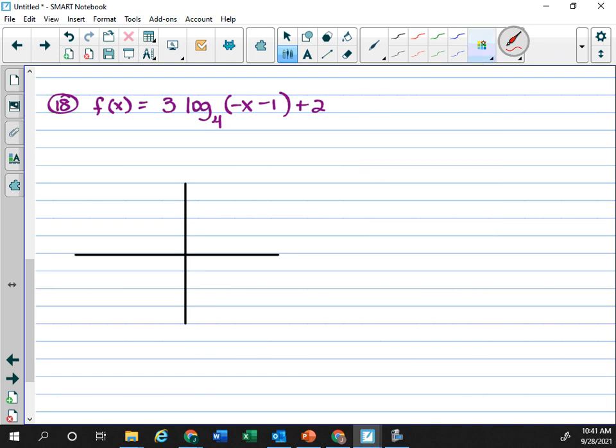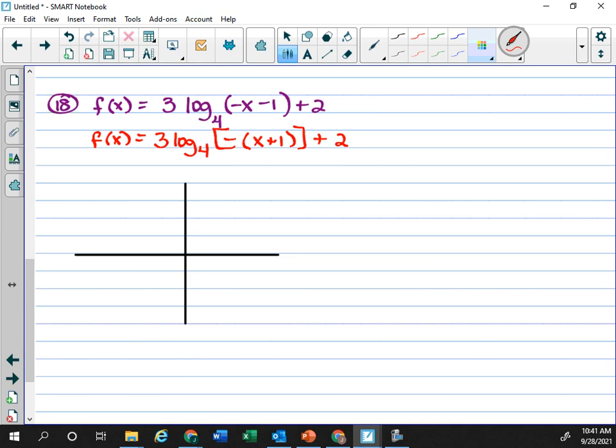Okay, first thing, we need to rewrite this. Because of that weird negative inside with the x, we have to do a little work. So I'm going to rewrite this. F of x equals 3 log base 4. That all stays the same. In here, you need to factor the negative out of it. So I've got this bracket, and then I'm going to say negative, parentheses, x plus 1. And then outside of that is still plus 2. You have to do that so that you can isolate what the negative is doing as far as the transformation, and then you get the proper shift.